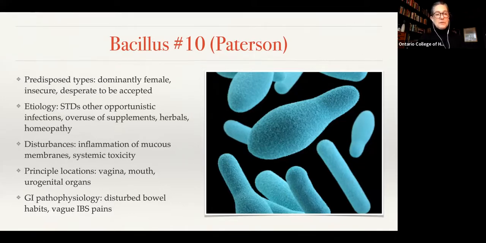The disturbances you're likely to see in bacillus number 10 are inflammation of the mucous membranes and systemic toxicity. The principal locations are the vagina, the mouth, and the urogenital organs. And the GI pathophysiology is disturbed bowel habits, and again, vague IBS pains. There's not a lot of very clear GIT pathophysiology in either of these bacillus remedies.